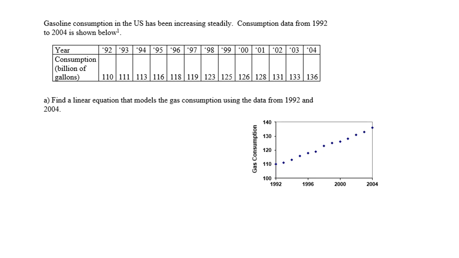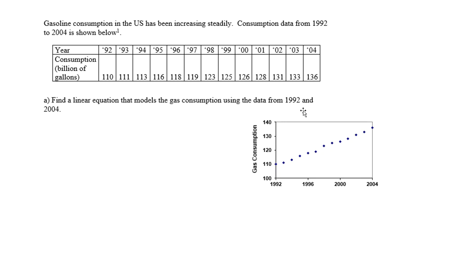Let's take a look at this problem. Gasoline consumption in the U.S. has been increasing steadily. Consumption data from 1992 to 2004 is shown below. Notice that the consumption is in billions of gallons. So the first thing we're going to do is find a linear equation that models the gas consumption.